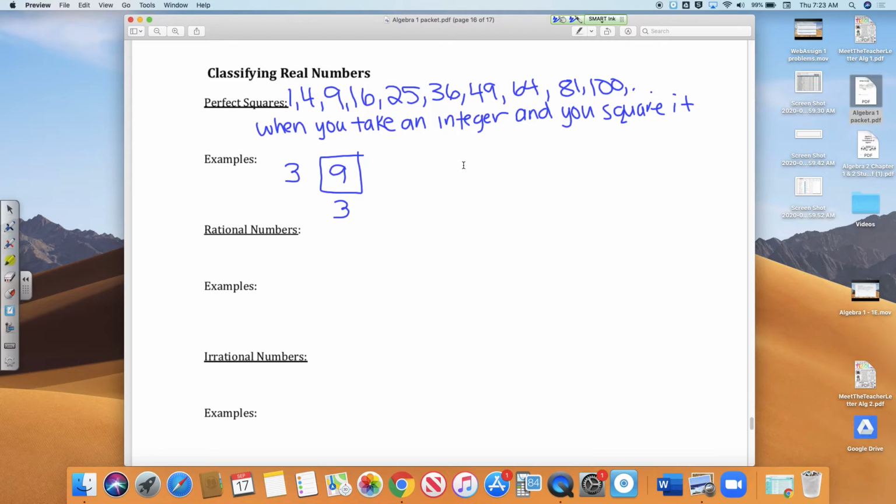All right, also classifying numbers, the next thing we have is rational numbers. In the word rational, we see the word ratio. And you might be thinking, oh, ratio, I remember what that means. That means a fraction, right? Yes. A rational number is a number that can be put into fraction form.